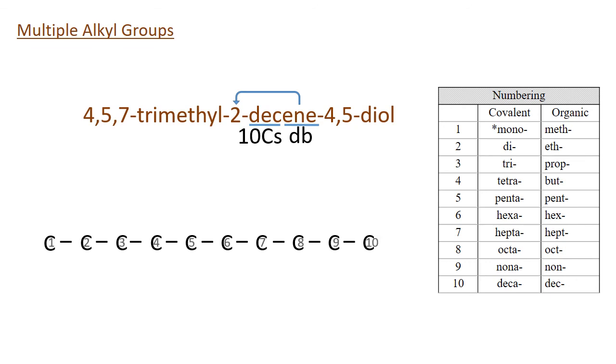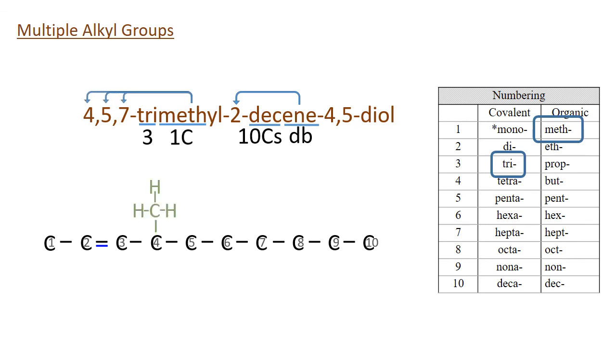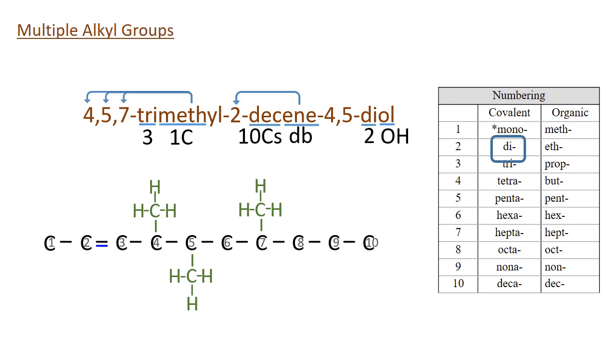So I'll number all my carbons, and after the 2nd carbon, I will put in a double bond. Looking at the front, I've got tri. Tri means 3, and meth means 1 carbon. So I have 3 1-carbon chains going on 4, 5, 7. So I put on 4, 5, and 7. I also have at the back end di, which means 2, and OL, which means OH, an alcohol. So I have 2 alcohols, and the OHs have to go on the 4th and 5th carbon. So I put an OH on the 4th carbon and then the 5th carbon. And that's the whole name.